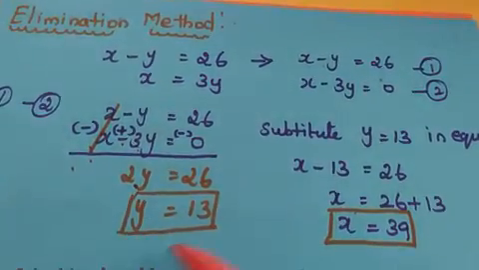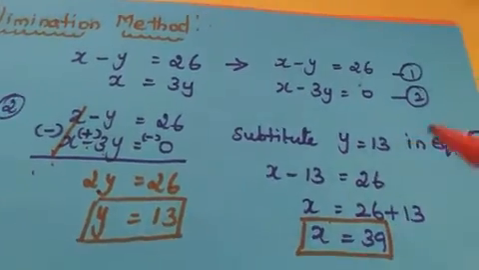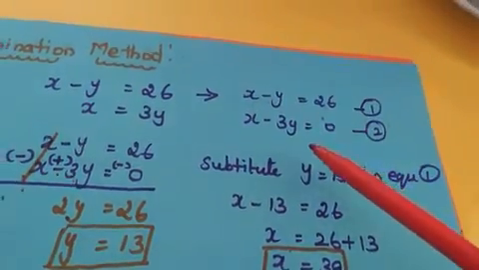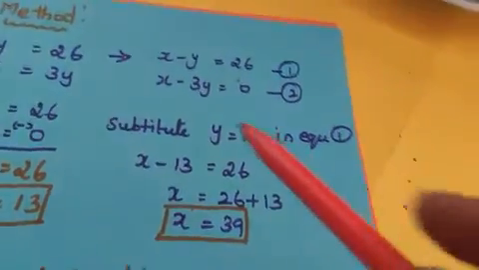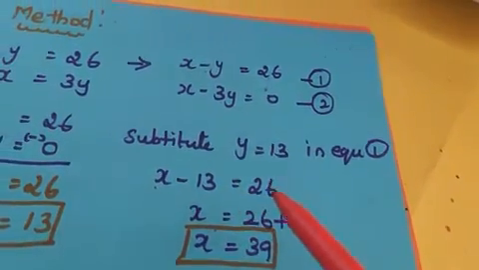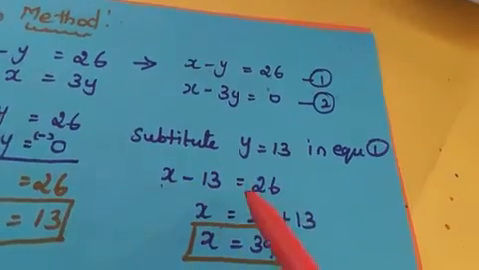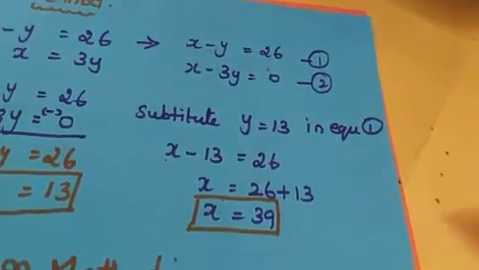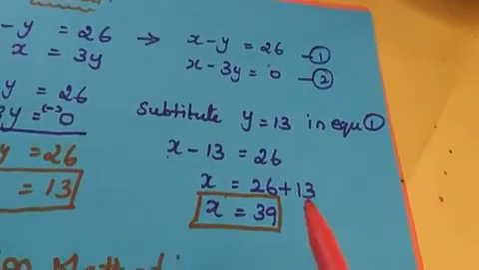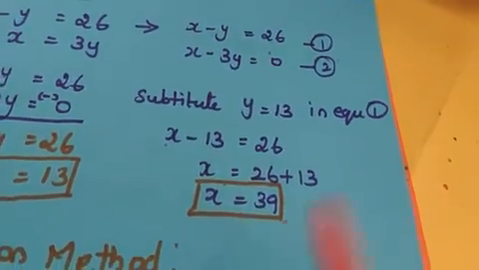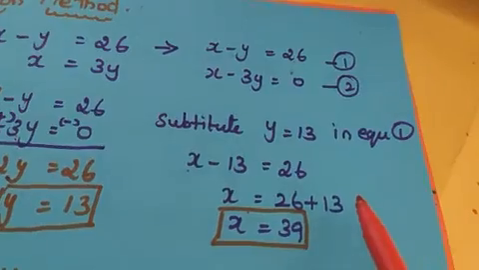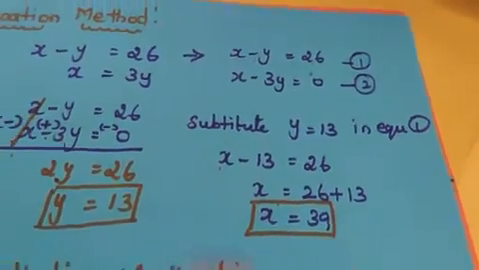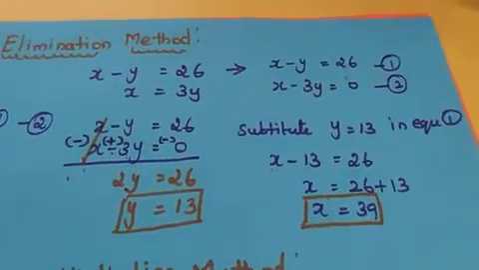Now we got the y value. Now you can substitute this y equals 13 in equation 1. You can substitute in the second equation also, not an issue, right? So x minus 13 equals 26, because x minus y equals 26. So x equals 26 plus 13, x is 39. This 13 will be transposed to this side. So 26 plus 13 becomes 39. So now I hope elimination is clear.